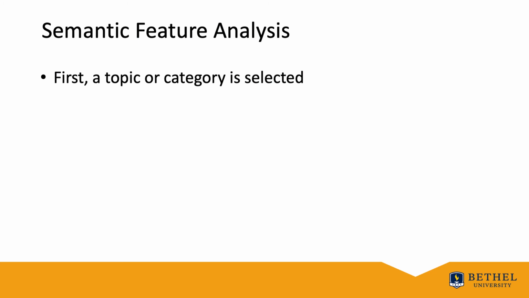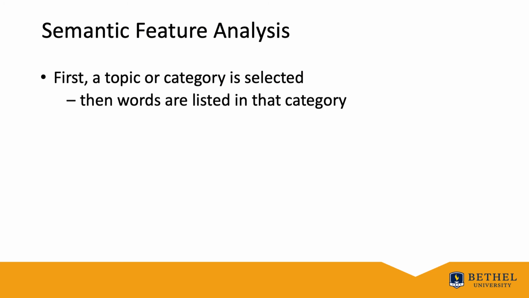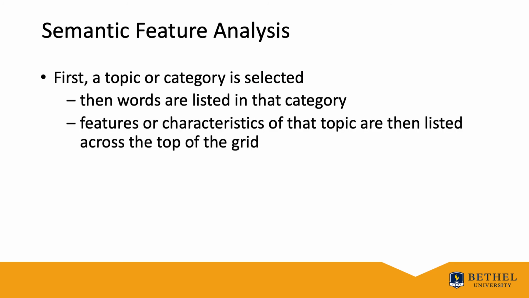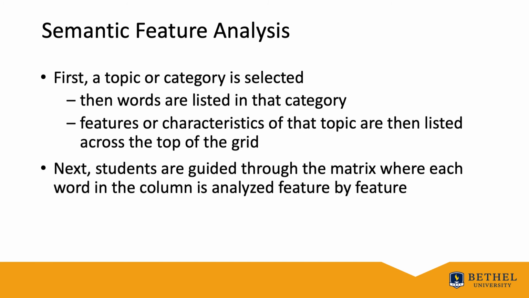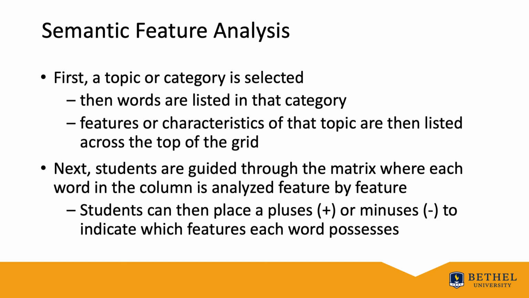First, a topic or category is selected. Then words are listed in that category. Features or characteristics are then listed across the top of the grid, which allow them to use that as an organizer on the oppositional axis. Next, students are guided through the matrix, where each word in the column is analyzed feature by feature. Students can place a plus or a minus, a question mark, a yes or a no, a true or a false for each term and its feature accordingly.